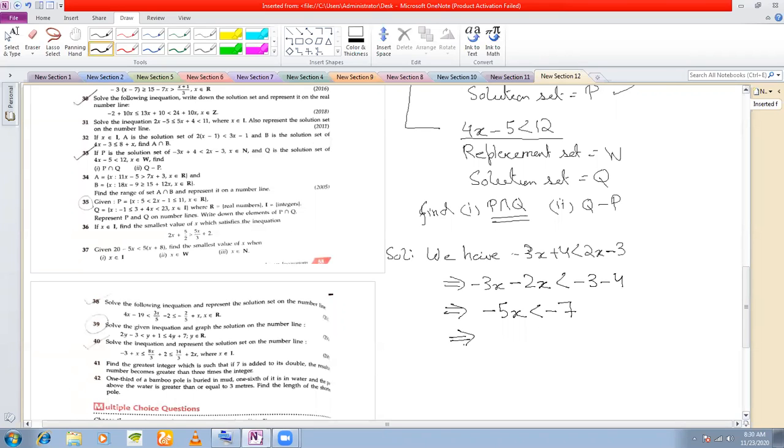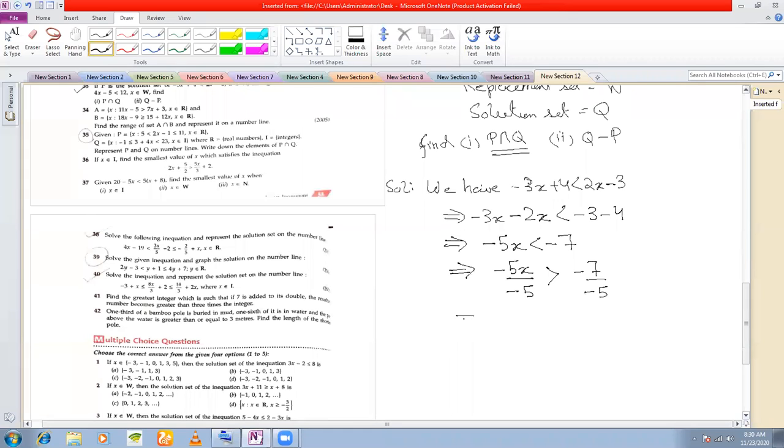Now again the same confusion here. You need to make the coefficient of x 1, so we divide both sides by minus 5. Once we divide both sides by a negative number, we need to reverse the sign of the inequality. Please remember this step. Although it looks like you don't have to reverse the sign if you do it directly, you will have to. So x is greater than 7 by 5, which is exactly 1.4 in decimal. So x is greater than 1.4.